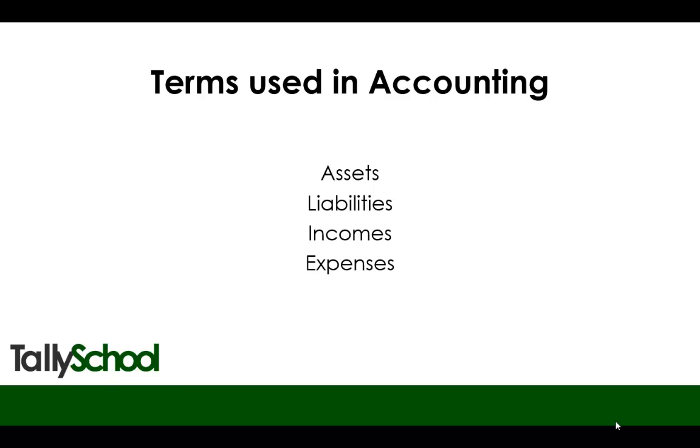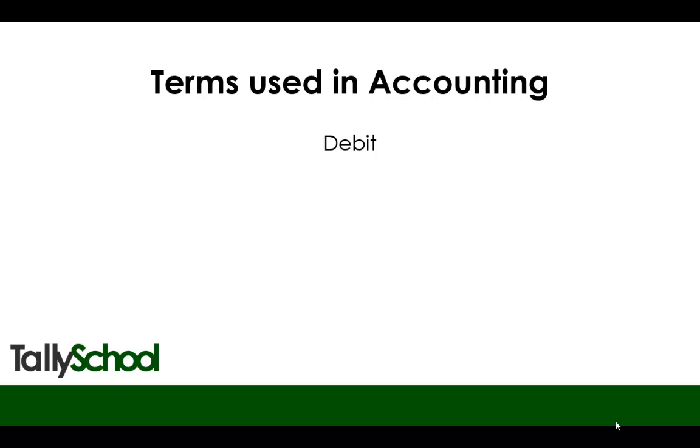Debit. So what is debit? Debit means what comes in, in terms of accounting. You debit what you get. In simple terms, debit means addition and credit means subtraction, though they don't actually mean that. So debit is what you get and credit is what you have to pay.